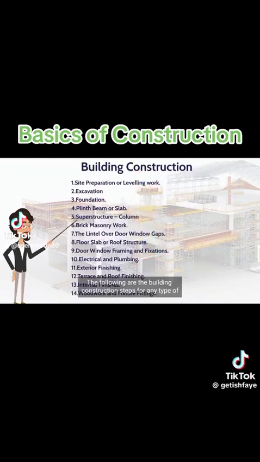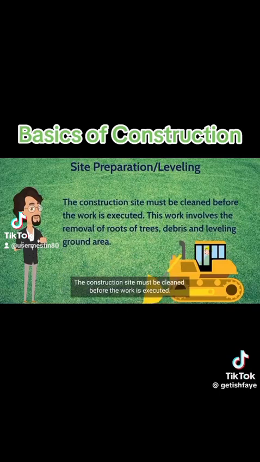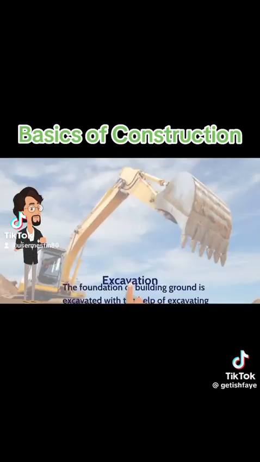The following are the building construction steps for any type of construction. The construction site must be cleaned before the work is executed. This work involves the removal of roots of trees, debris and leveling the ground area. This is the first and one of the most important steps in building construction.